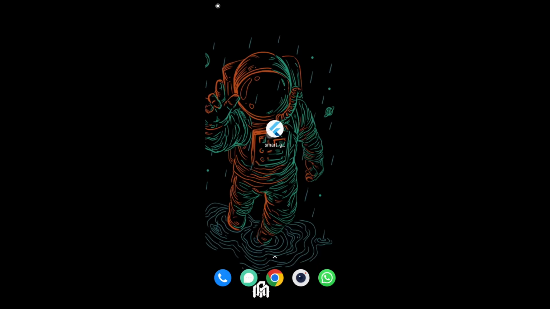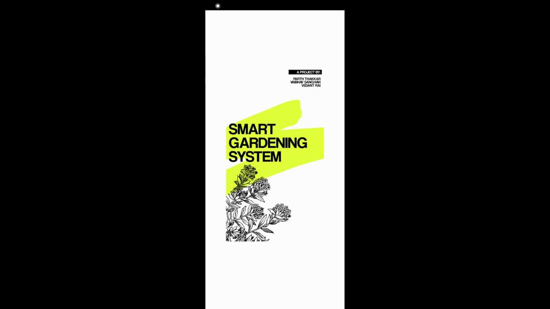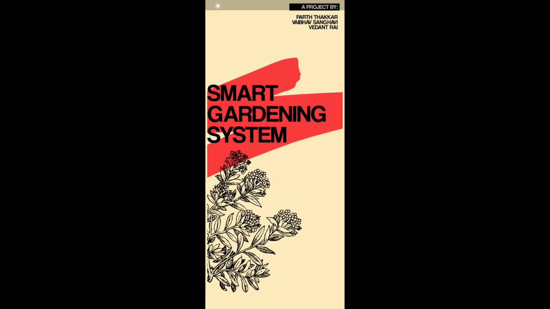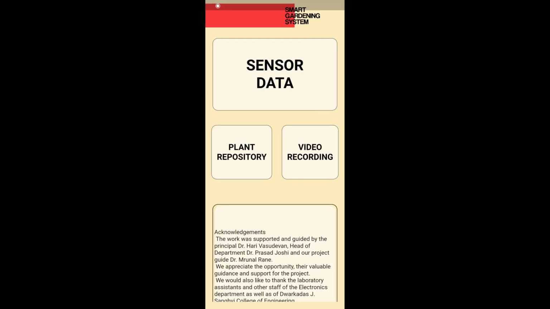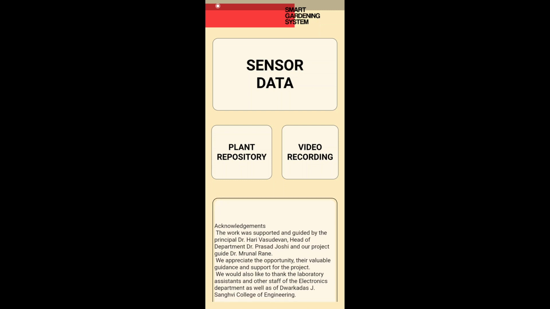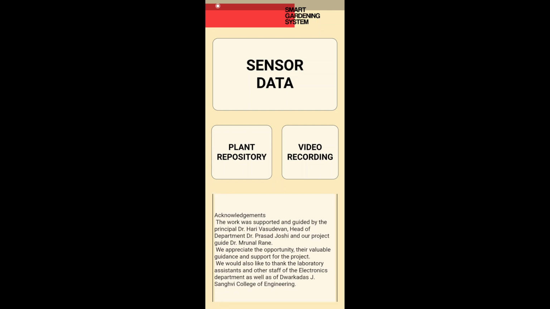This is the mobile application which we have developed. We have developed this application using Flutter, and the IDE used is Android Studio. The buttons and the UI have been designed using a material package of Flutter. This is the home screen of our app. At the bottom you can see we have our acknowledgements. To the right we have a video recording option. The video recording option opens a video in which you can see the group members explaining the project.